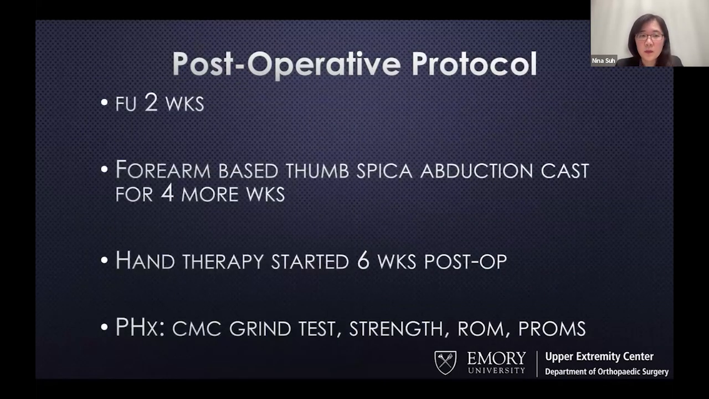Postoperatively, their protocol was to follow up in 2 weeks. They used a forearm-based thumb spica abduction cast for 4 more weeks. So in total, they were immobilized for about 6 weeks, and hand therapy started at 6 weeks post-op. And then physical examination findings were, of course, the CMC grind test, strength, range of motion, and patient-reported outcomes.